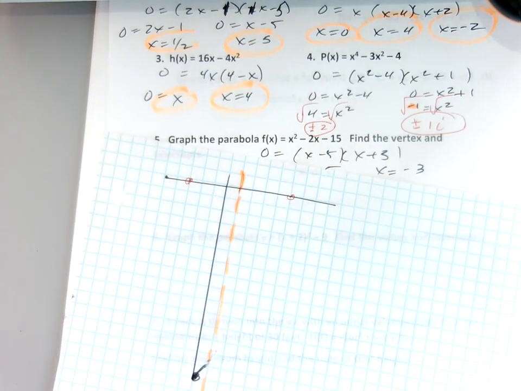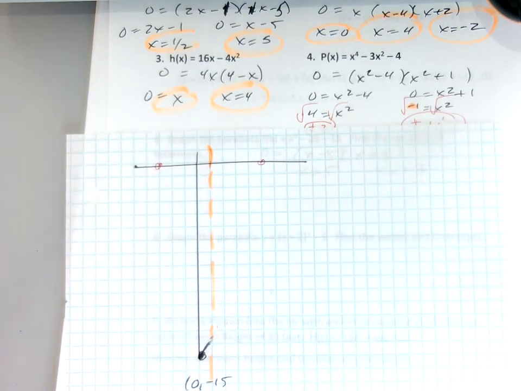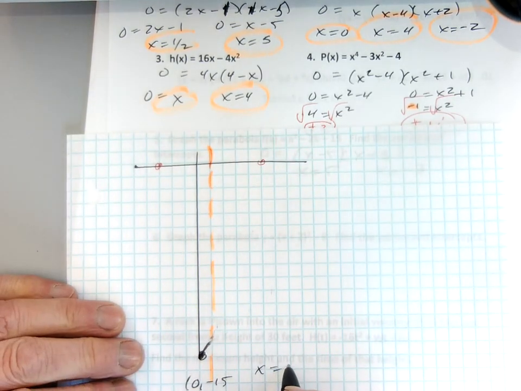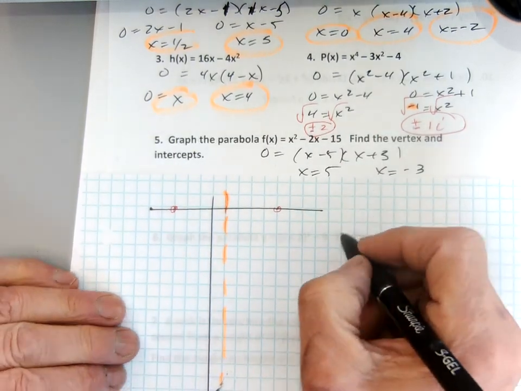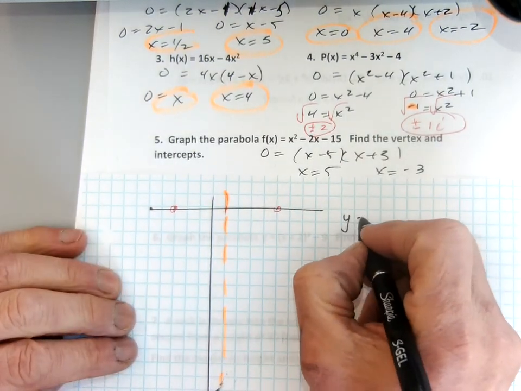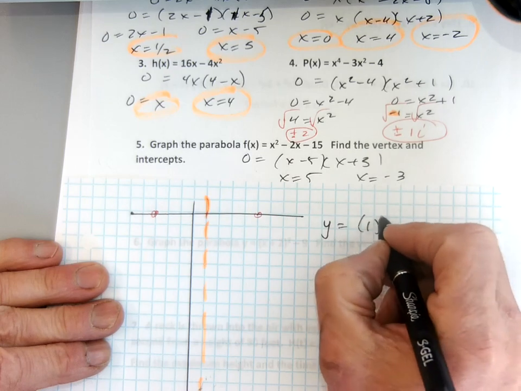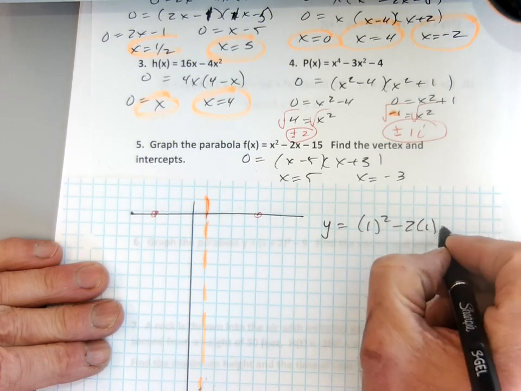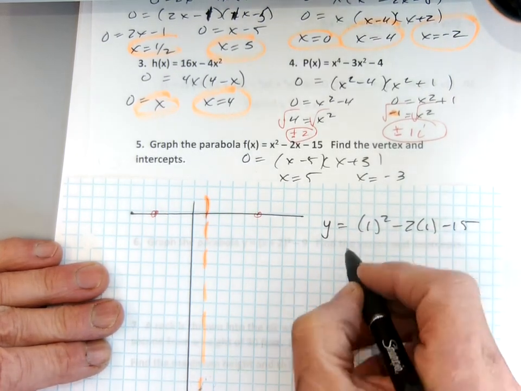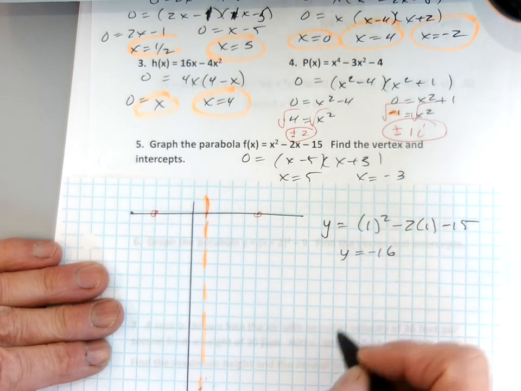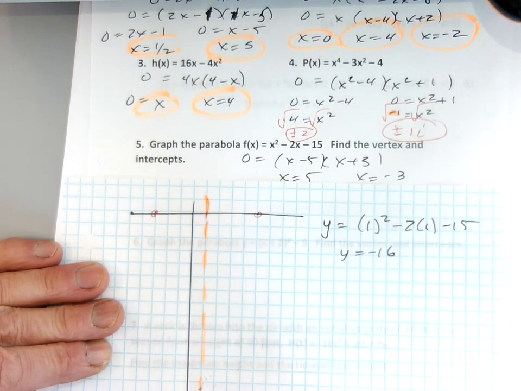My vertex absolutely has to be right there in the middle at x equals 1. Okay, so then let's plug 1 in. Let's find out what the corresponding y value is. So I have a 1 squared minus a 2 times a 1 minus a 15. And I think I get a negative 16 on that. So my vertex then is here.